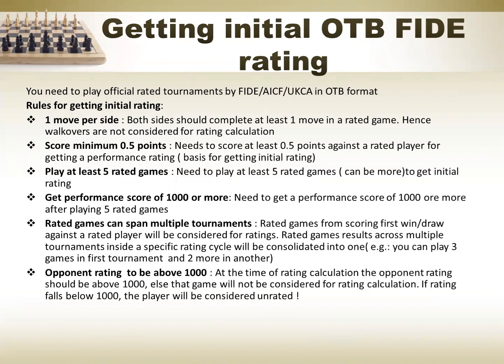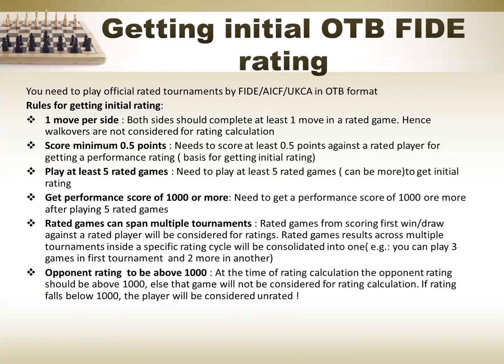So if you are an unrated player, we need to understand the basic rules that need to be followed to get an initial rating. The first thing is you need to play official rated tournaments hosted by FIDE, AICF or UKCA in over-the-board format. The basic rules are that at least one move per side needs to be played for the game to be valid for rating purposes. So walkovers are not considered for rating calculation. We need to score at least 0.5 points, a half point, to get a FIDE rating against a rated player.